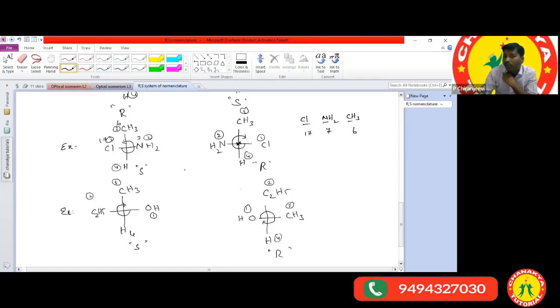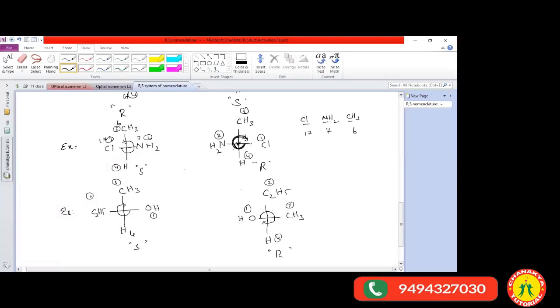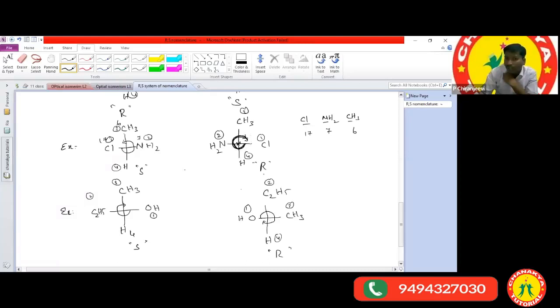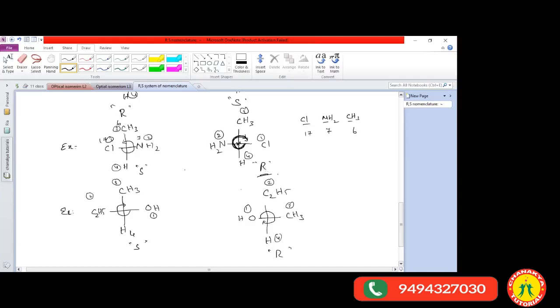The least priority group is present on the vertical line. Now I am rotating. Let's say I am adding priority 1, 2, 3. How is my hand going, either in a clockwise direction or anti-clockwise direction? Clockwise direction. So clockwise direction is what isomer? R isomer only. Sir, but why can't we go clockwise also from CH3? Why are we going from H?